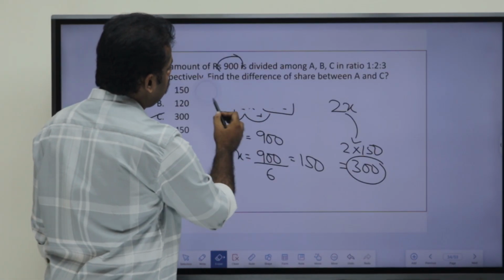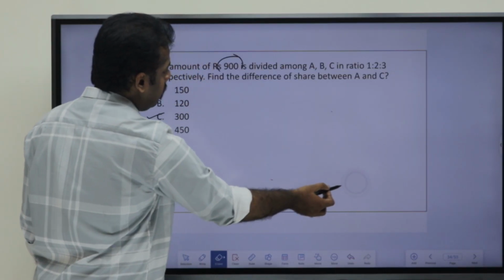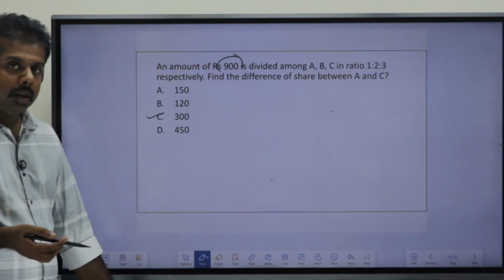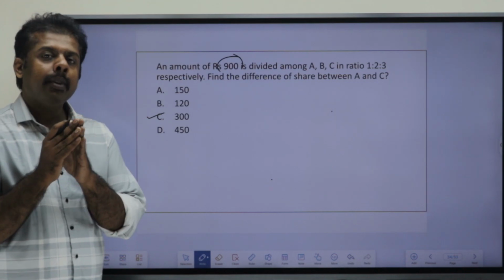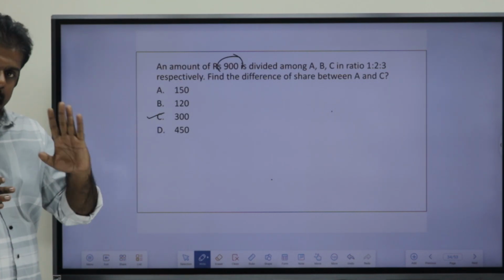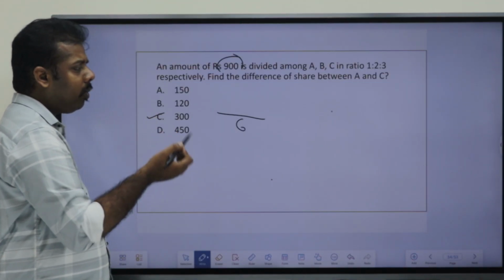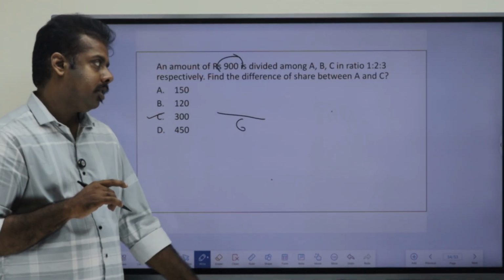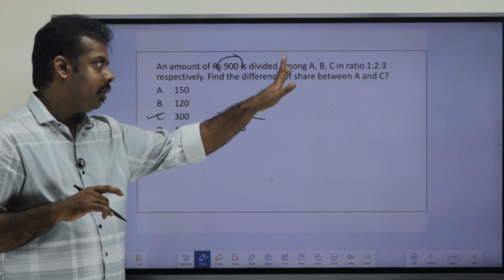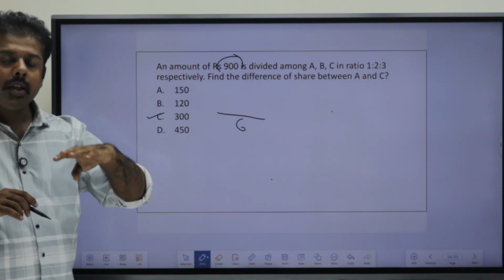The fraction approach basically means what? We know the ratio of shares of A, B and C is 1 is to 2 is to 3. So we can say the total share in ratio is 1 plus 2 plus 3, that is 6. So, out of 6 parts, what we need to find? We need to find the difference of share between A and C. So, in the ratio part, the share of A is 1 and C's share is 3. So, difference of that will be 2.